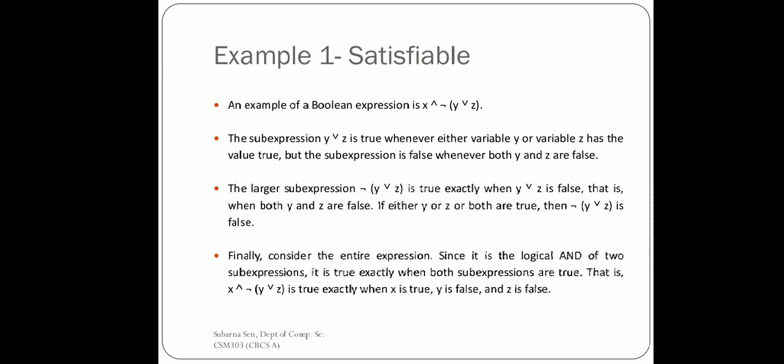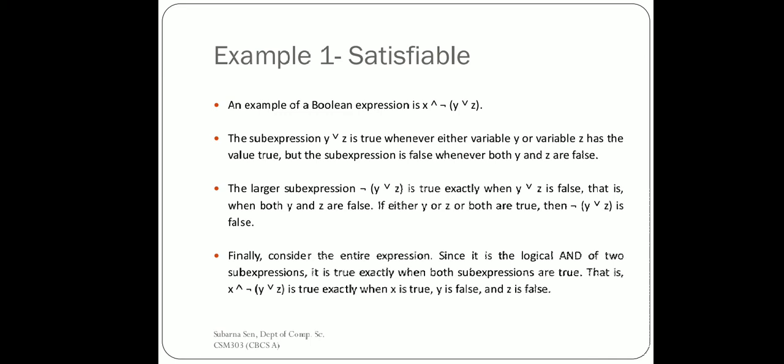OR works in which fashion? If either of the values is true, then the output will be true, right? And if both of them are false, the output will be false. Now if we put a negation sign just beforehand, it will work in the reverse manner. That is, it will be true exactly when both y and z are false, and it will be false in all the other three choices, right?